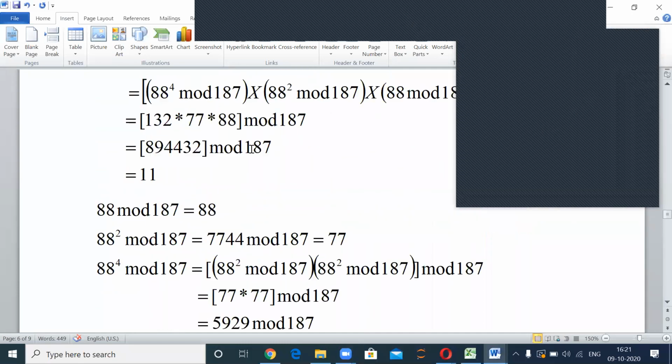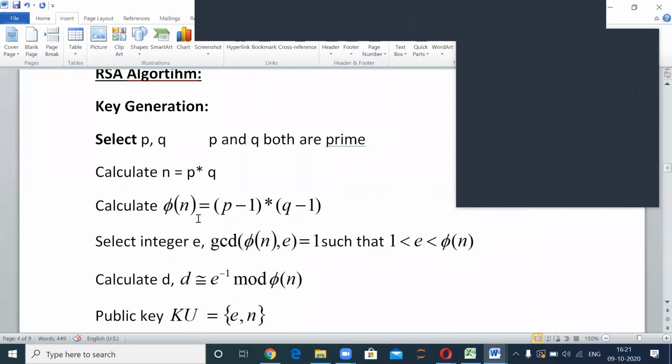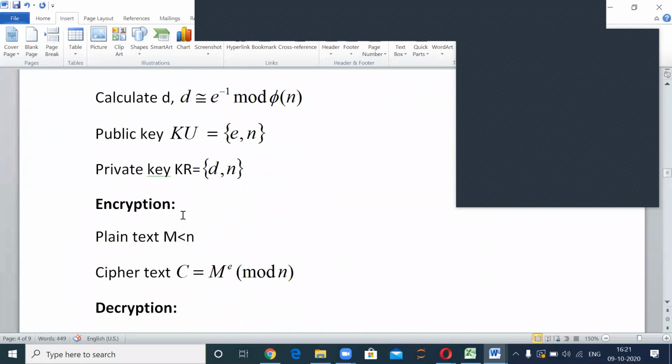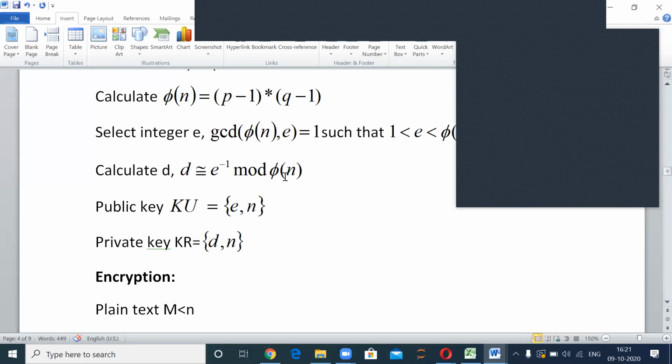So using the formula, φ(n) = (p − 1)(q − 1). After that, we select the integer e. That integer has to be selected between 1 and φ(n), such that GCD(φ(n), e) = 1. And then we have to calculate the d value, which is used for decryption purposes. We are using d, where d ≡ e^(−1) mod φ(n). Here the public key components are (e, n), and the private key components are (d, n).